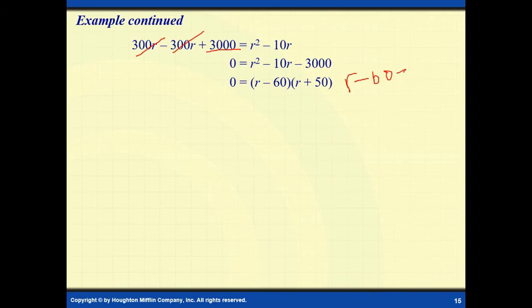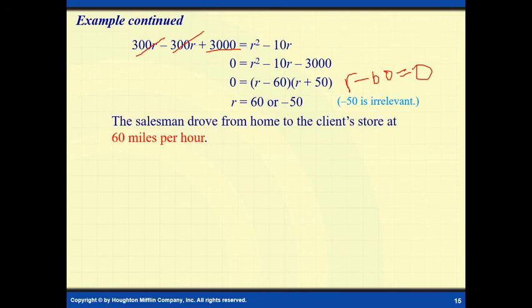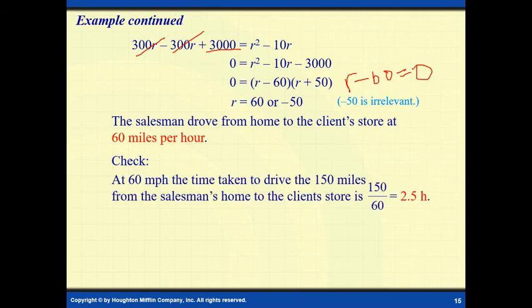And I'm not going to do both of them. I'm just going to draw one out, okay? Notice that you get 60 and negative 50. Now the negative 50 is irrelevant. This is an extraneous solution. We can't use the negative 50. So the salesman drove from home to the client store at 60 miles per hour, which means he drove back at 50 miles per hour.